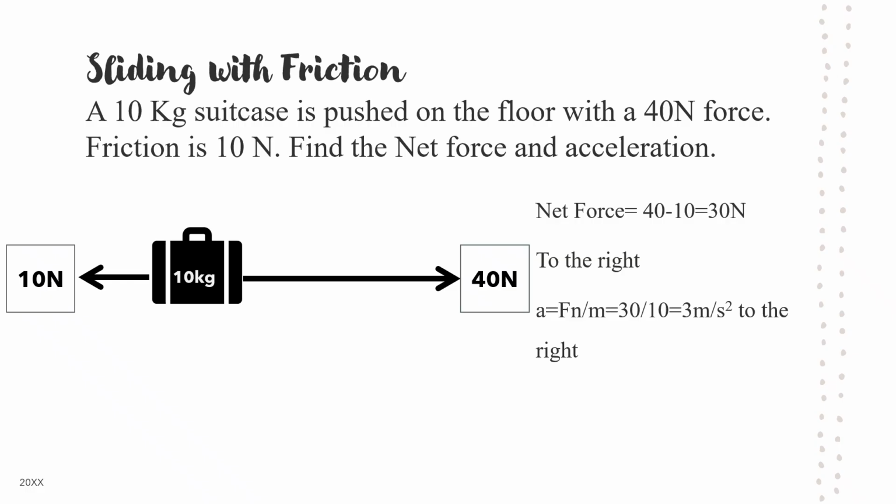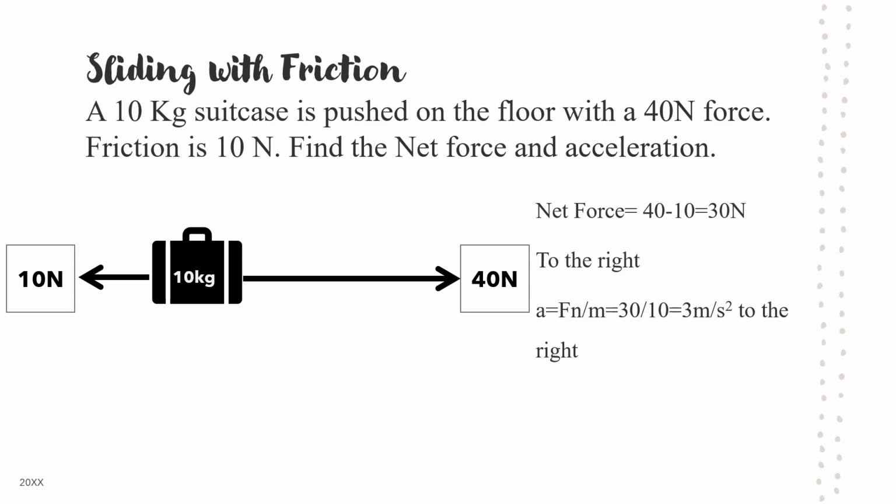Let's go ahead and draw the free body diagram. We have a suitcase, 10 kilogram. The force forward is 40 newtons to the right. Force backwards, which is the force of friction, 10 newtons to the back. To find the net force, we subtract 40 newtons minus 10 newtons, and that is going to be 30 newtons to the right, okay? So that being said, can I find the acceleration? How fast is this suitcase going or accelerating?